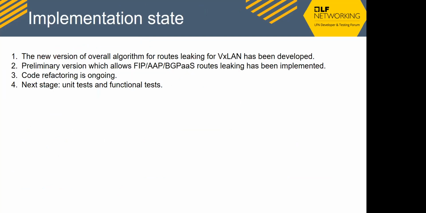This new version of the algorithm actually has been developed, and it's at the testing stage. The preliminary version allows linking FIP, AAP, and BGP as a service routes. This is an absolutely new feature for Tungsten Fabric. And today I'm performing refactoring of the code. The next stage should be unit tests and functional tests.